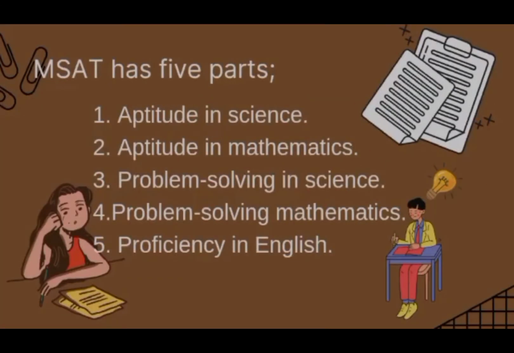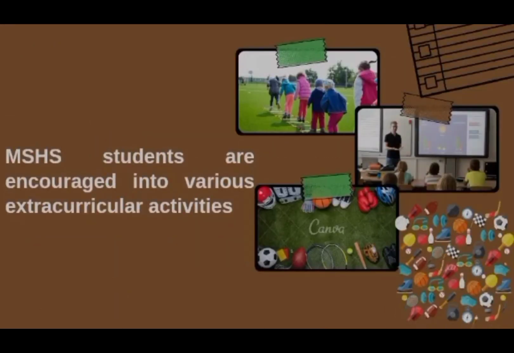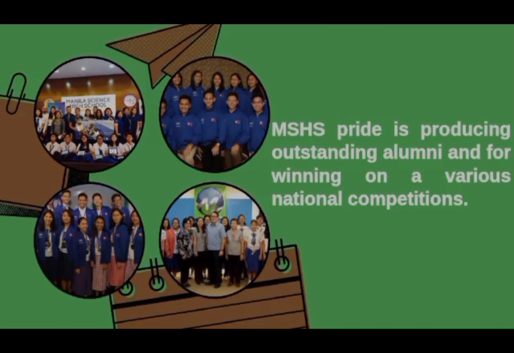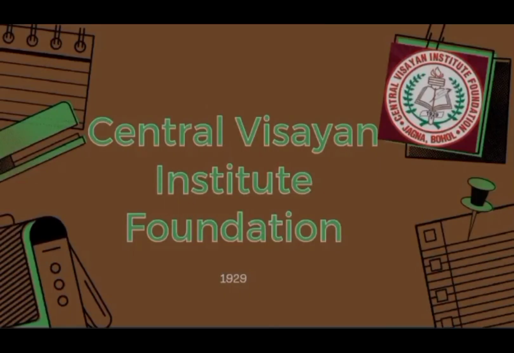MSAT has 5 parts. 1 is aptitude in science, 2 is aptitude in mathematics, 3 is problem solving in science, 4 is problem solving in mathematics, and 5 is proficiency in English. Manila Science High School students are encouraged into various extracurricular activities. The pride of Manila Science High School is producing outstanding alumni and, of course, winning various national competitions. Let's proceed to the next school, Central Visayan Institute Foundation.